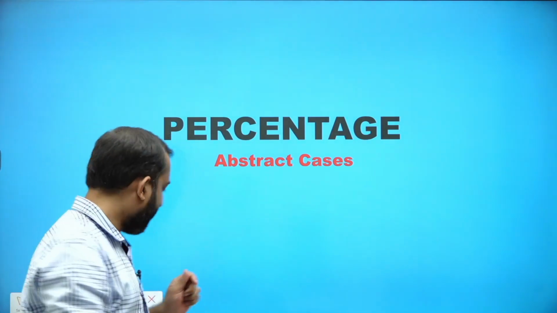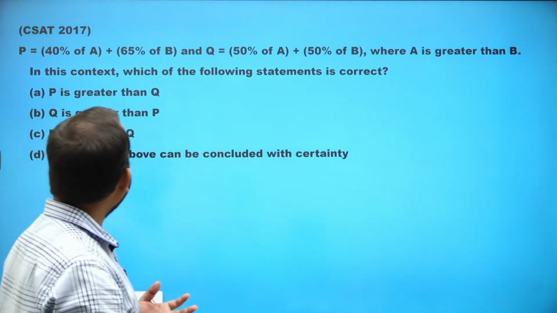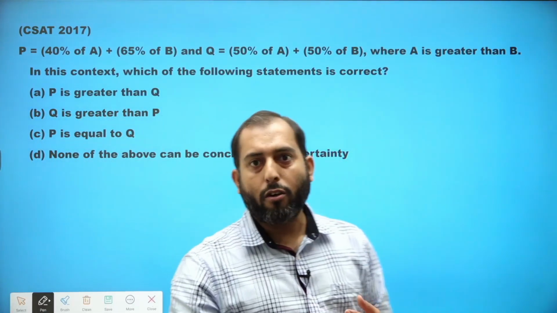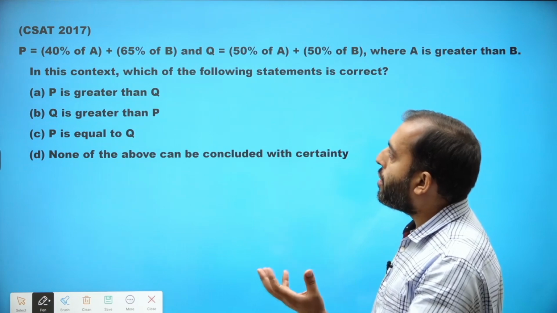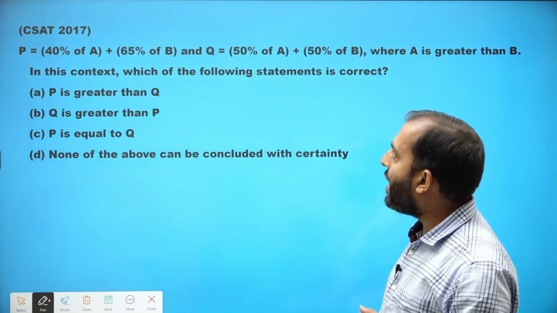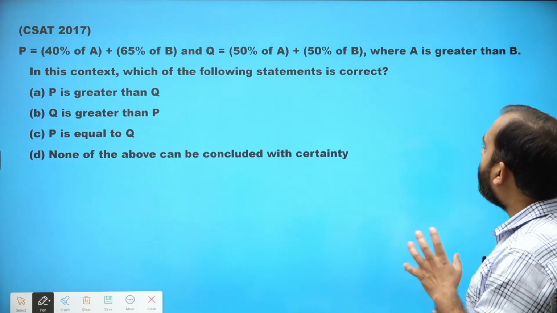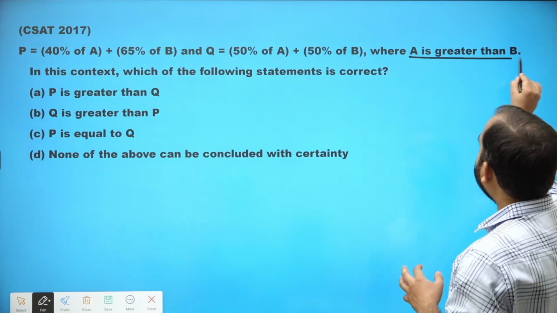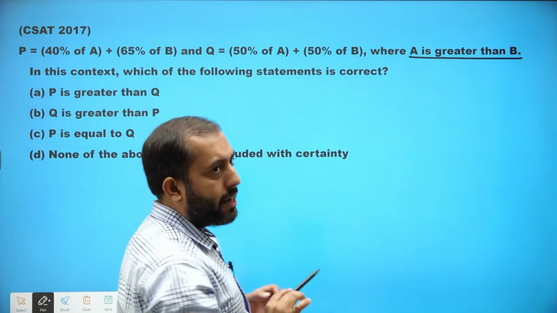Let's continue. So this is question number 1. It says P is 40% of A plus 65% of B, and Q is 50% of A plus 50% of B, where A is greater than B. In this context, which of the following statements is correct?